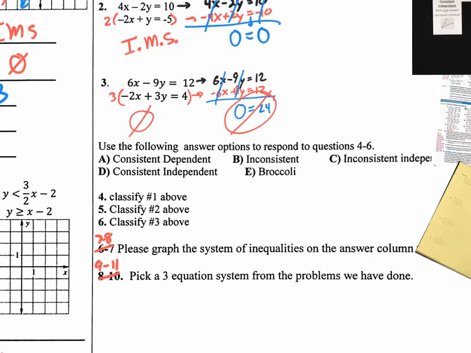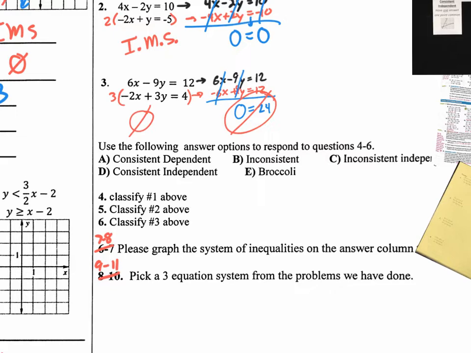Now on tomorrow's test, of course, I have to change things around. Maybe I'll put the consistent independent as option A, consistent dependent as option B. So just make sure you pay attention. It's not going to be the exact same thing.